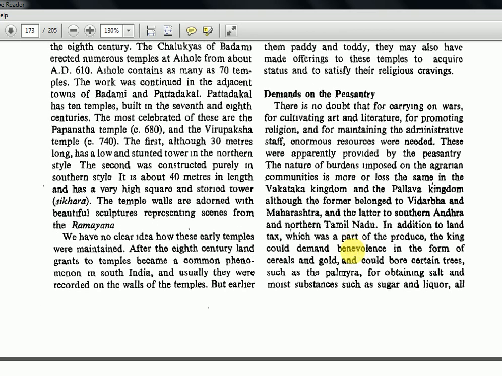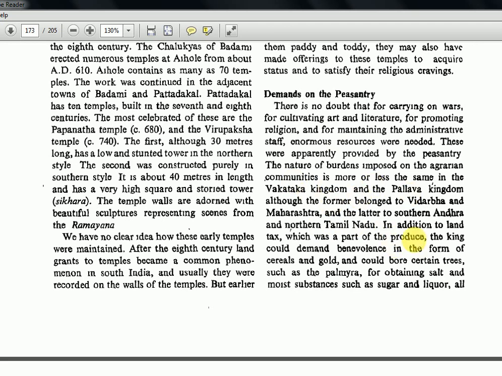Now, peasantry. There is no doubt that for carrying on wars, for cultivating art and literature, for promoting religion, and for maintaining the administrative staff, enormous resources were needed. These were apparently provided by the peasantry. The number of burdens imposed on the agrarian community is more or less the same in the Vakataka kingdom and the Pallava kingdom, although the former belonged to Vidarbha and Maharashtra, and the latter to the south. Again, they are summarizing the same thing, with the Vakataka and Pallava located in different places.